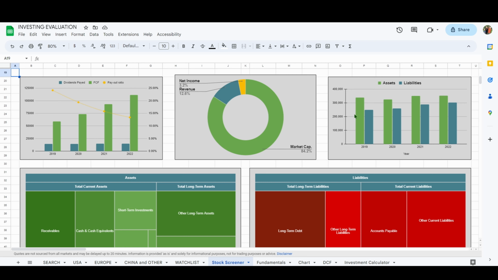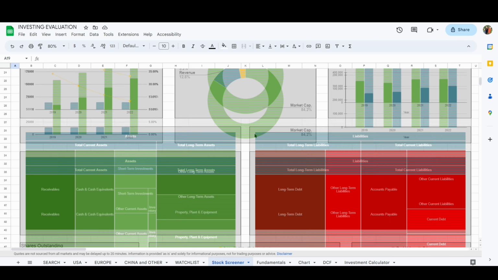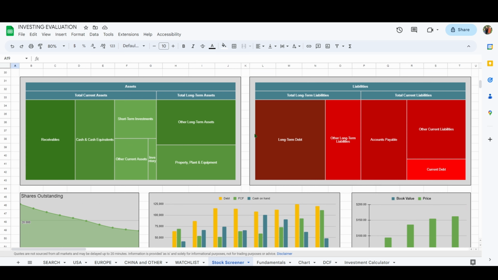And it shows you the growth of the assets and the growth of the liabilities. So in Apple's case, here they had a lot of assets and not that many liabilities, but you can see that the liabilities are going up and the assets are about the same. So that's not very good. But here you have a further breakdown of all of the assets and liabilities.